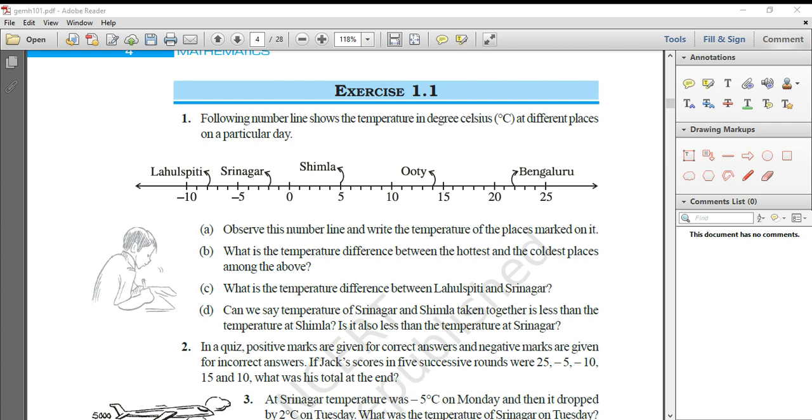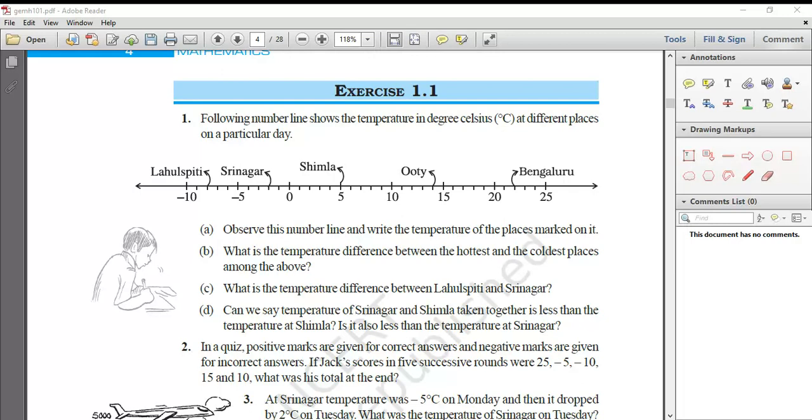So friends, in today's video we are going to discuss exercise 1.1. In the previous video we discussed chapter number 1, the introduction. So in today's video we are going to discuss its exercise.